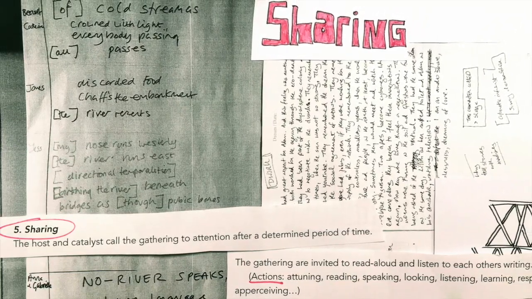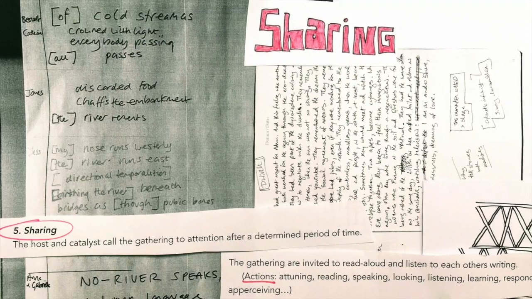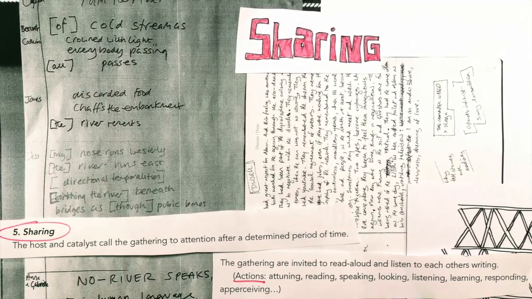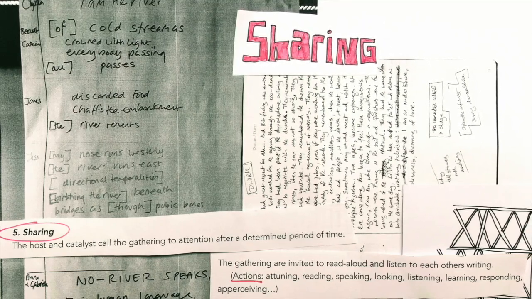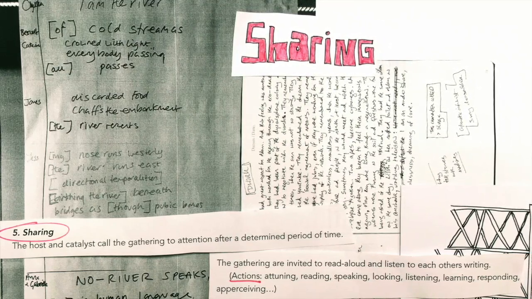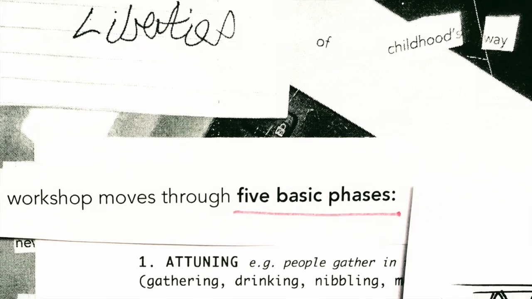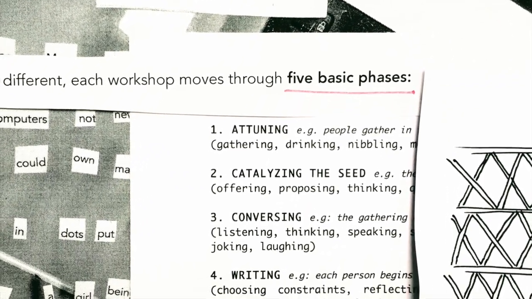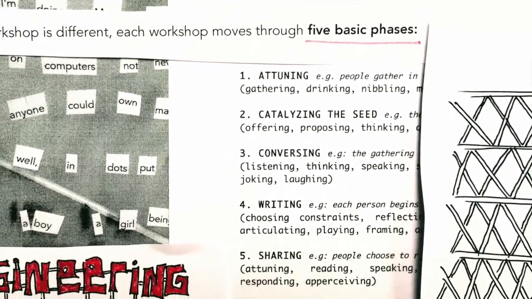So the actions that we'd be engaging with here would be attuning, reading, speaking, looking, listening, learning, responding, perceiving, and feeling. So those are the 5 phases of each engineering fictions workshop: attuning, seeding, conversing, writing, and sharing.